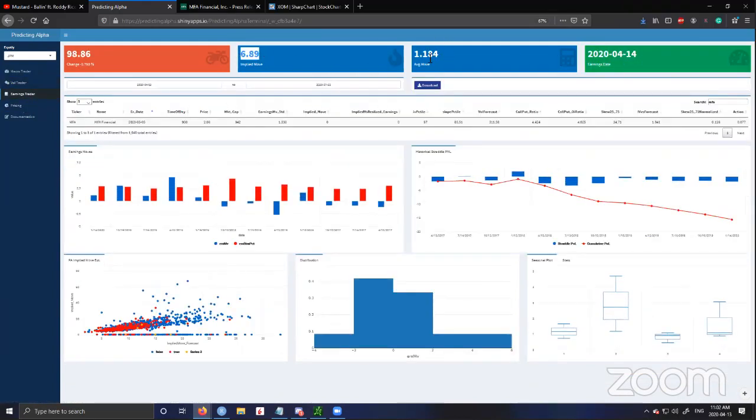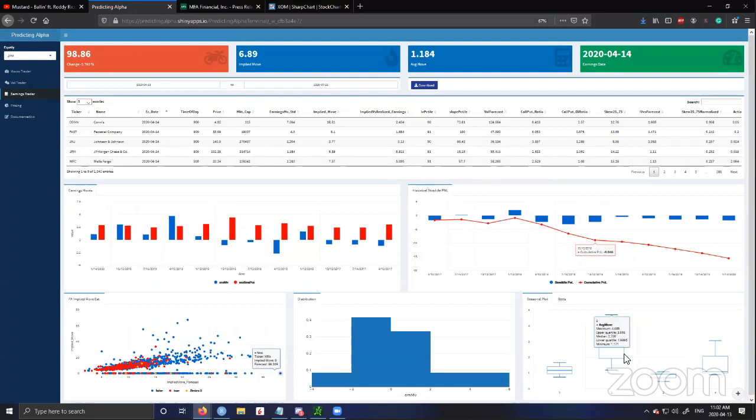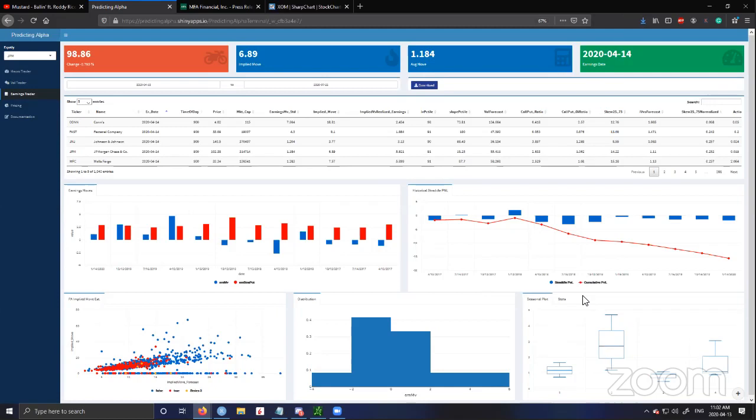Implied move is way higher than realized. Obviously, this is a great short. We're going to be short this thing like no tomorrow. I mean, is this tomorrow? Yes, tomorrow morning. So we're going to be short all the banks tomorrow, I think. It's going to be fun. It's going to be exciting. We're looking forward to good earnings.